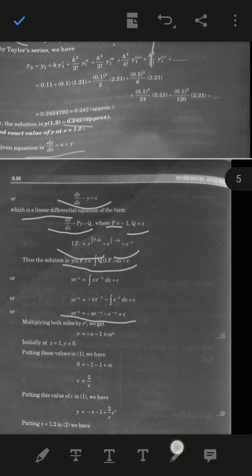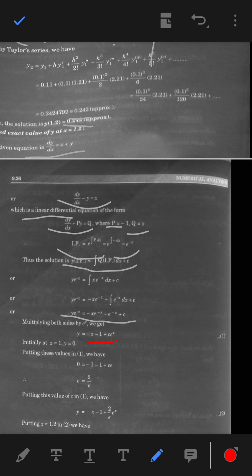So here in equation 1 this is our corresponding solution, but we see that it includes the constant c. So in it we are to find the value of c. For this we use the initial conditions. And what are the initial conditions? Initially we are given that at x equal to 1, y is equal to 0. So we use these values here to find the value of the constant, and that comes out to be 2 by e.